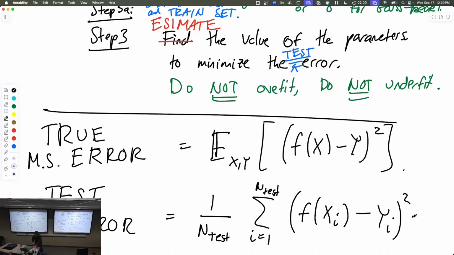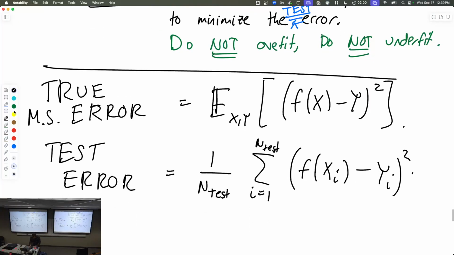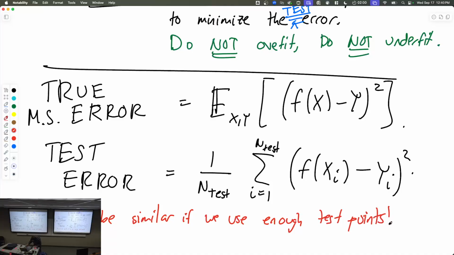In other words, we're approximating a theoretical average, the true error that we want, with our test set. We're just taking the average over our test points, and we cross our fingers and hope that these are close together. They should be similar if we use enough test points. That's the idea. And we can never calculate the true error because we don't know the distribution, and we don't know the true value of f.